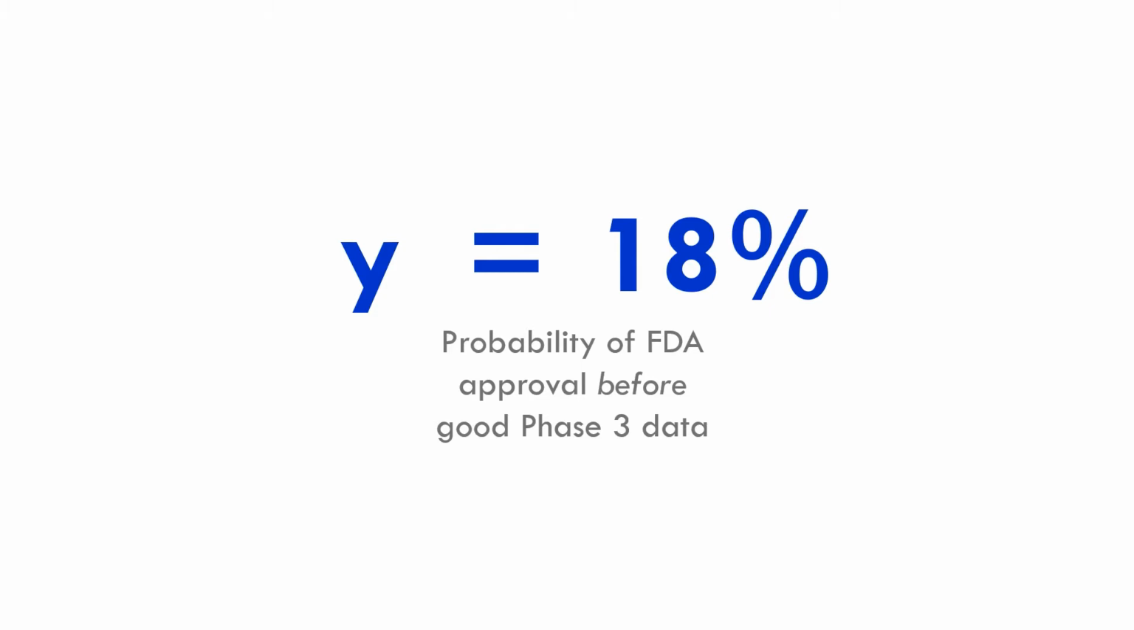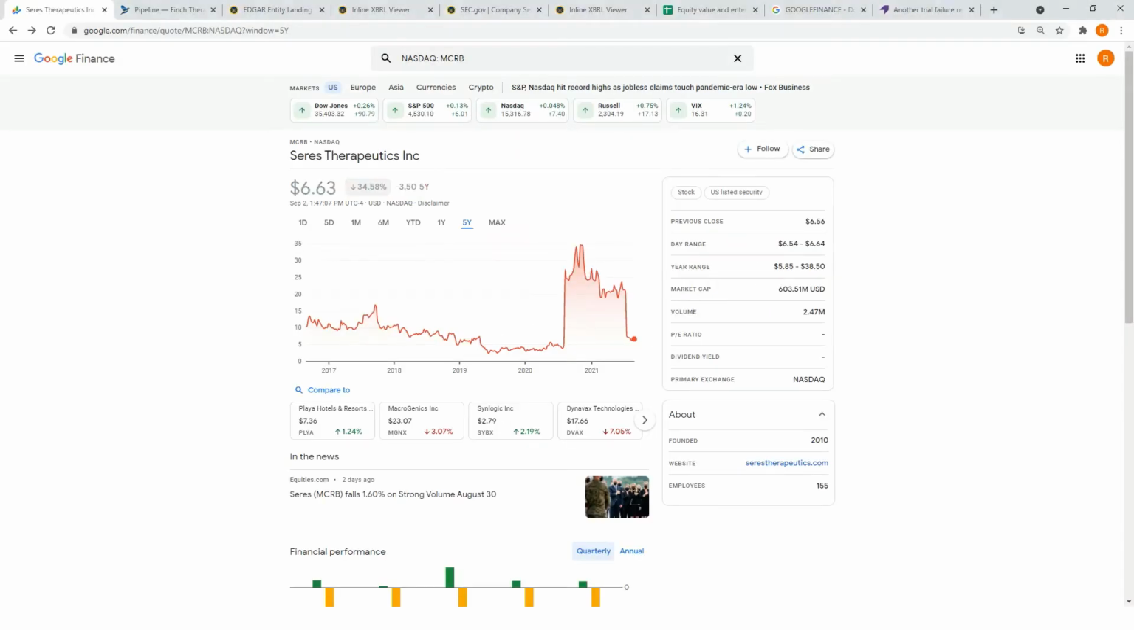This simplistically assumes that Seres has just one product. In reality, they have multiple products, and they also have a platform that's capable of generating products in the future. And all of those things contribute to the value of the company. So we can't just conclude that investors' probability of success before the phase 3 data for the C. diff program was 18% because there are these other factors. But it just so happens that another one of Seres' products had a data readout, and there was a big stock move associated with that, right?